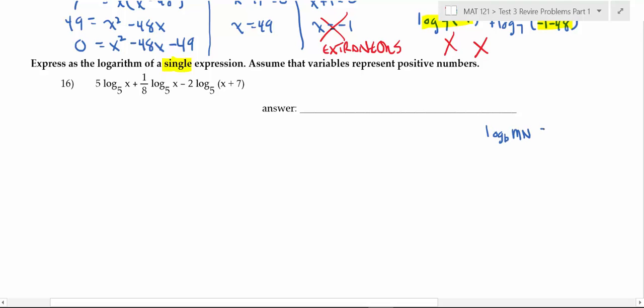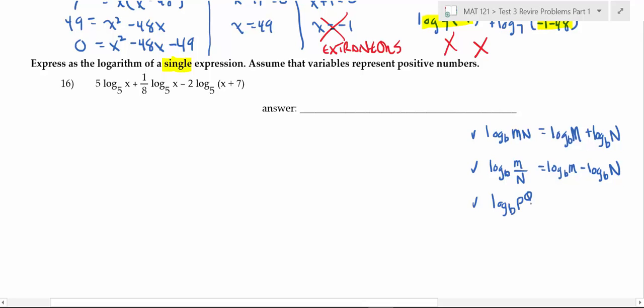The log of a product is the sum of the logs. So we know that. That's one property. The second property is a log of a quotient is the difference of the logs. That's another property. And then a third property that we use pretty frequently is log base b of something like p to the q is q times log base b of p. So we're going to probably utilize these properties.